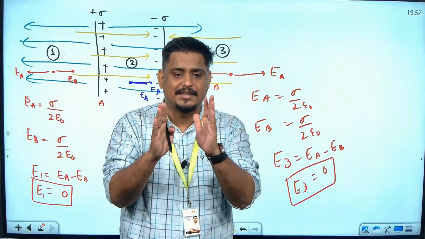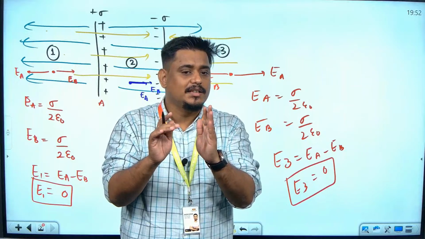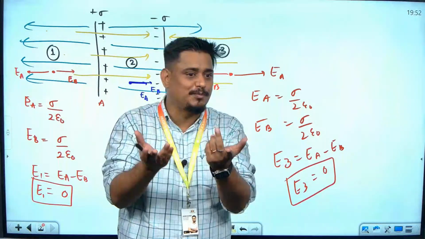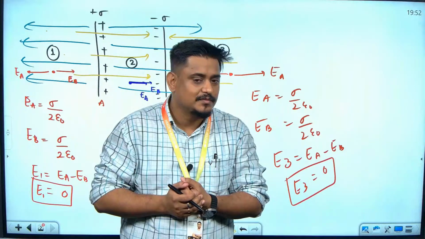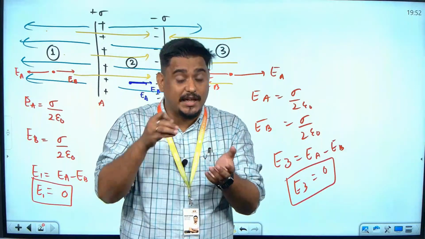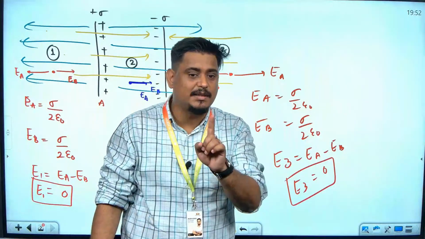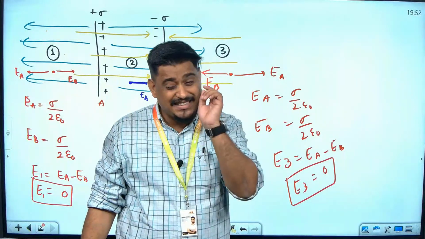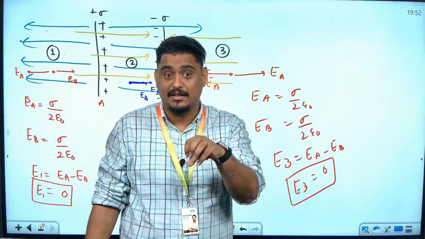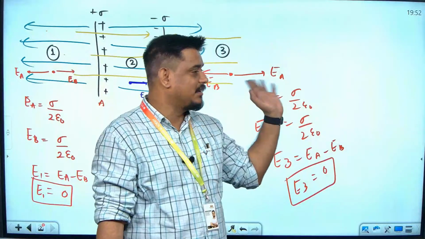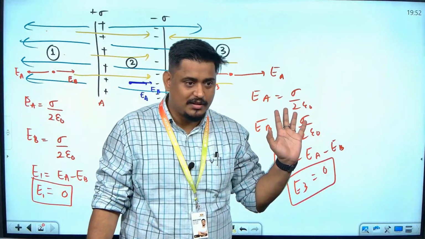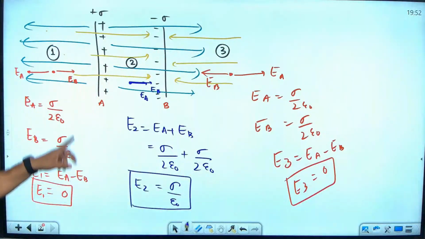Take two plates having the same charge density but opposite polarity. What will be the electric field inside them? Sigma by epsilon. These things should be there in your head. It is conceptual learning, not just mugging up the formula. If you have understood this, copy fast and I'll give another question to you. Make it fast.